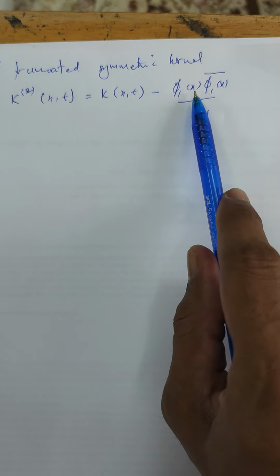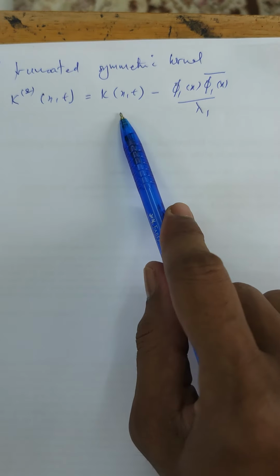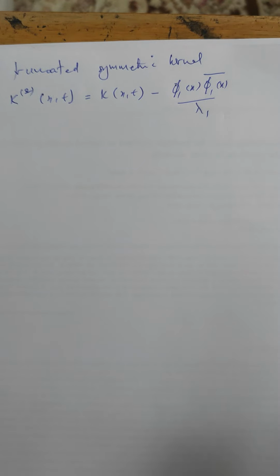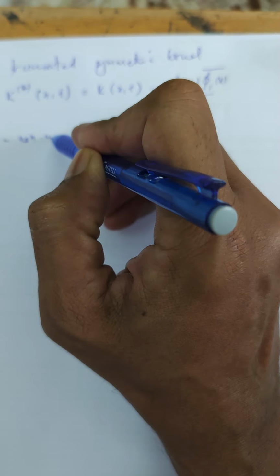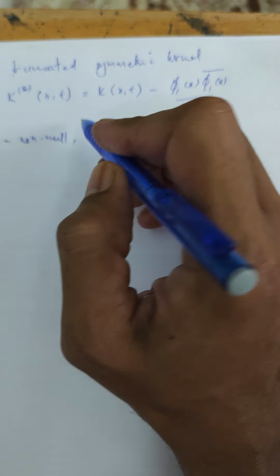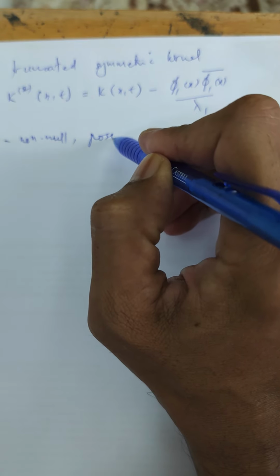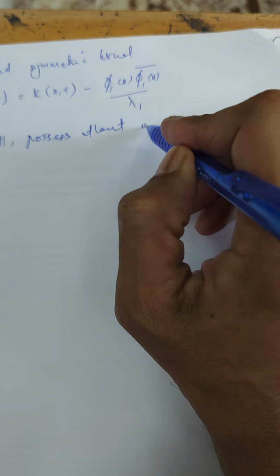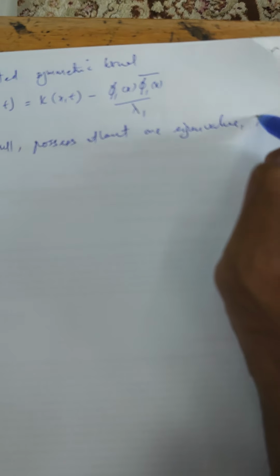So since lambda 1 is non-zero, and K is also non-zero, what we have basically is that K2 is also non-zero, or non-null, I would say, and possesses at least one eigenvalue. Let's say that eigenvalue is lambda 2.